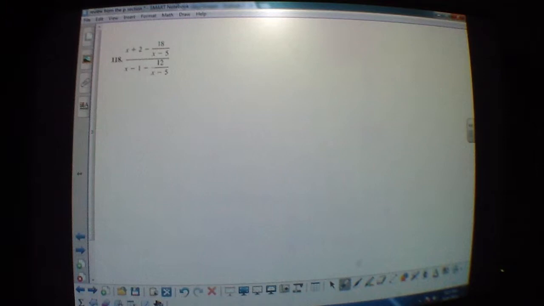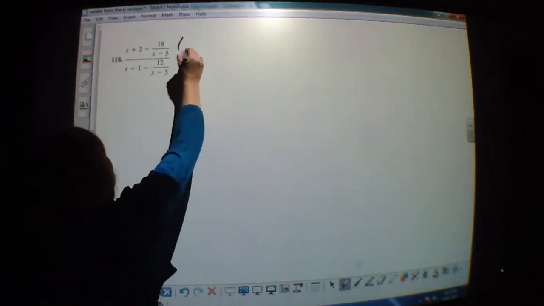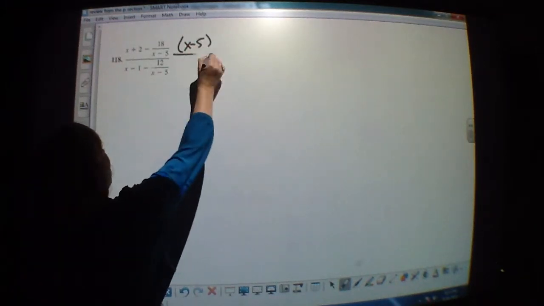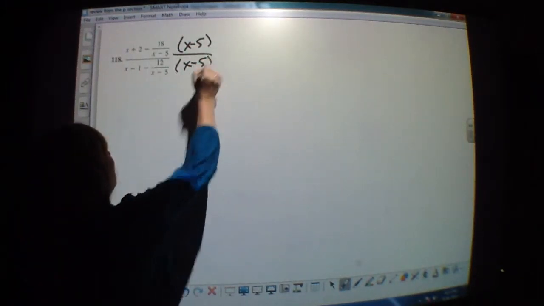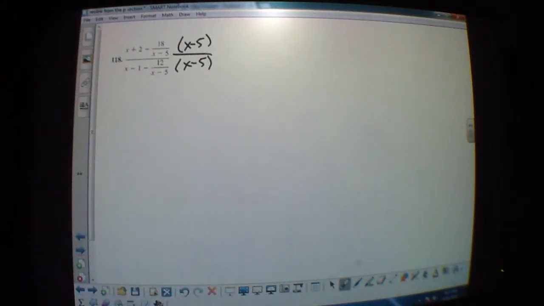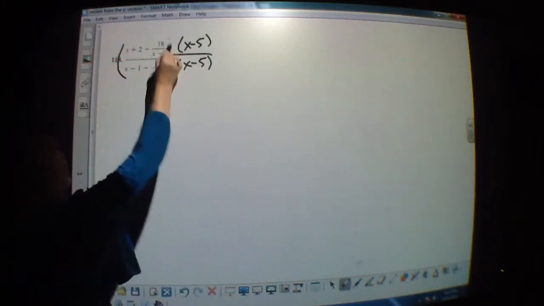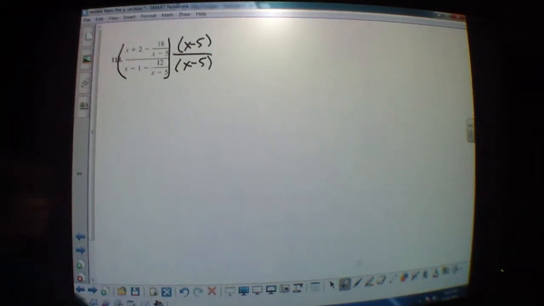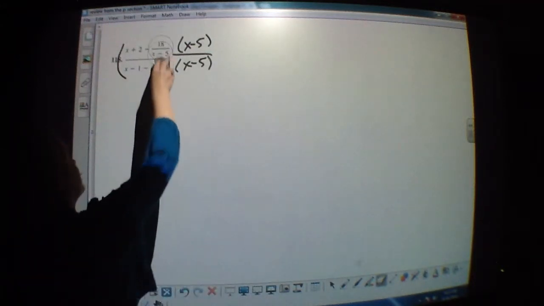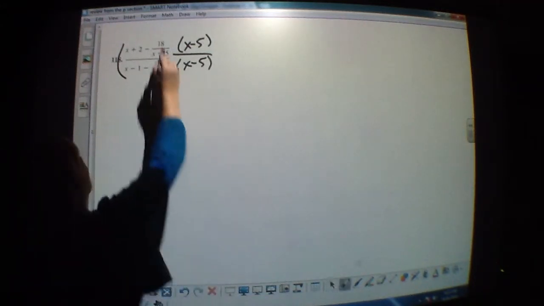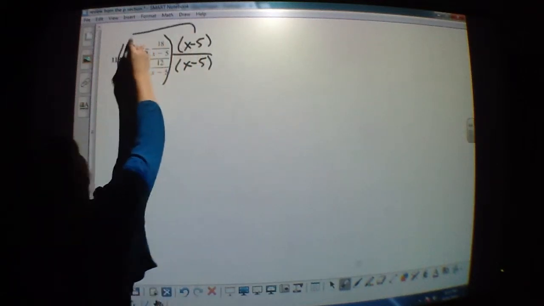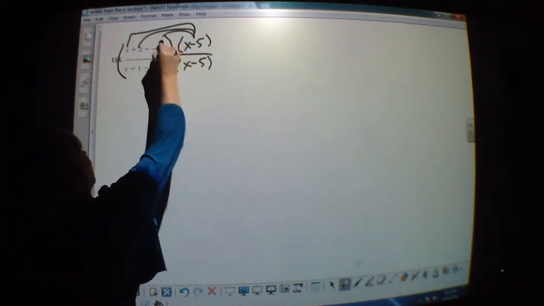Very last one. Let's neaten this problem up. Fractions within fractions. So what you can do is multiply the whole thing by x minus 5 over x minus 5. Okay? It's supposed to be parentheses. That's a really bad parenthesis. So, distribute.